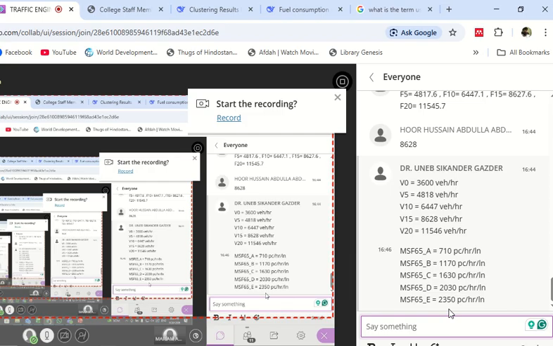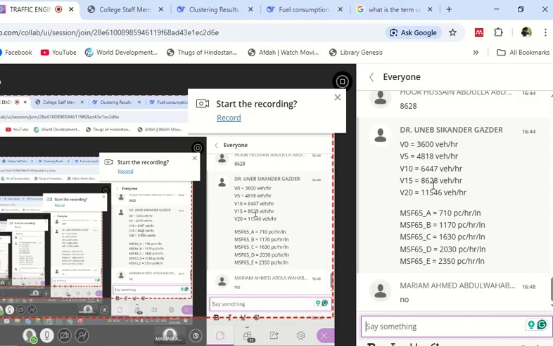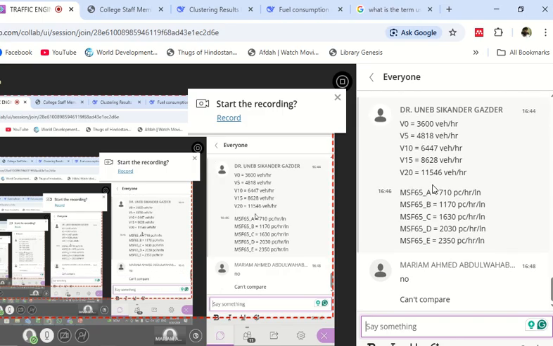But can somebody tell me the problem here? Can I do this comparison? 3600 is more than this value, so my level of service is more than E. Can I start comparing now, or is there a problem here? There is no problem, or we cannot compare. Why can we not compare?